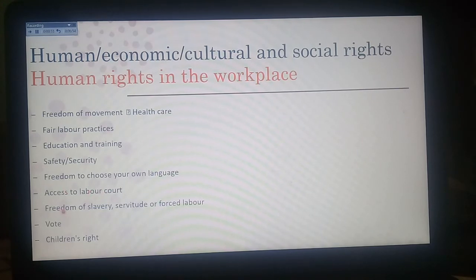All right. Freedom from slavery, servitude, or forced labor. No one should be forced to work if they are not willing. They should not be treated as slaves. They have a right to vote, right? Children's rights: children have a right not to work if they are under the age of 15.